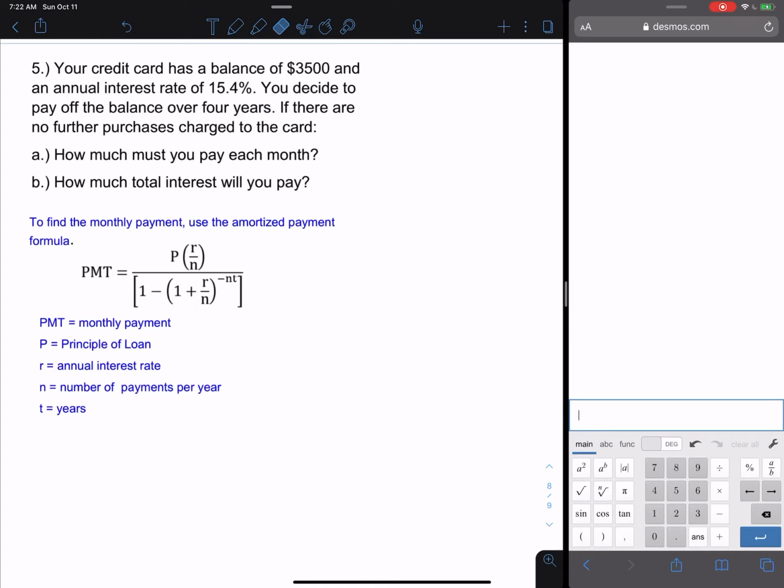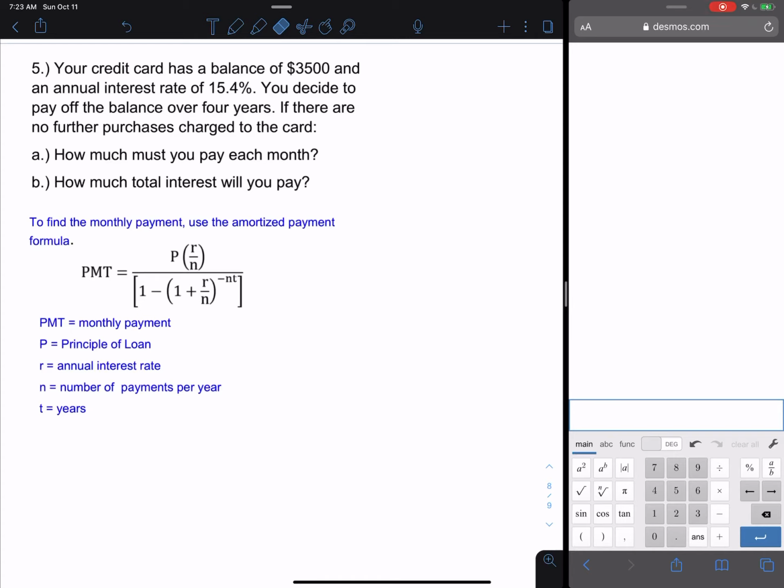If we look at this example, it says your credit card has a balance of $3,500 and an annual interest rate of 15.4%. You decide to pay off the balance over 4 years. If there are no further purchases charged to the card, how much must you pay each month, and how much total interest will you pay?